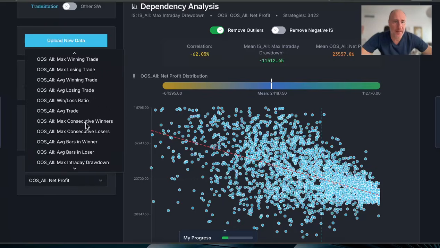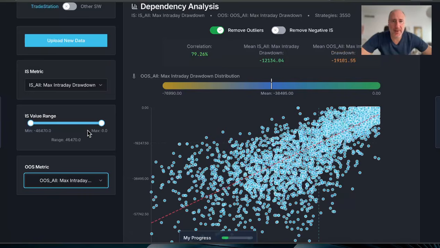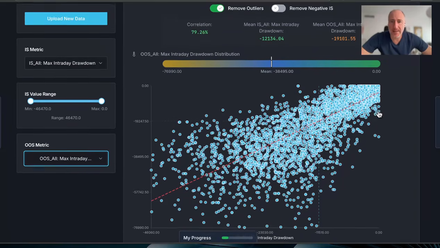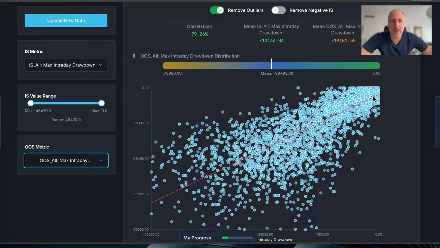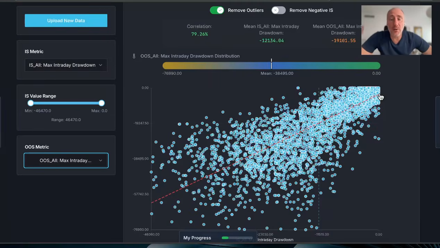And what we can see here is that if we actually minimize drawdown in sample, we should be also seeing overall better drawdowns in out of sample. So that's quite important. Okay, so drawdowns make sense to optimize them as well. And definitely if you aim for lower drawdown in sample, you will see lower drawdowns in out of sample.